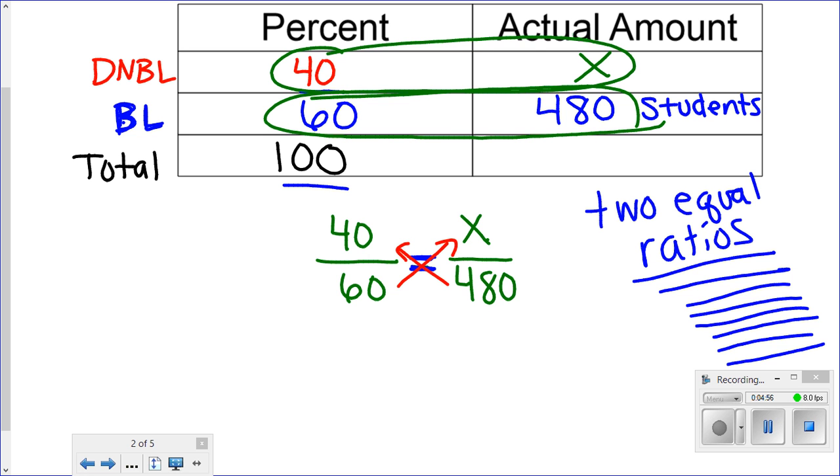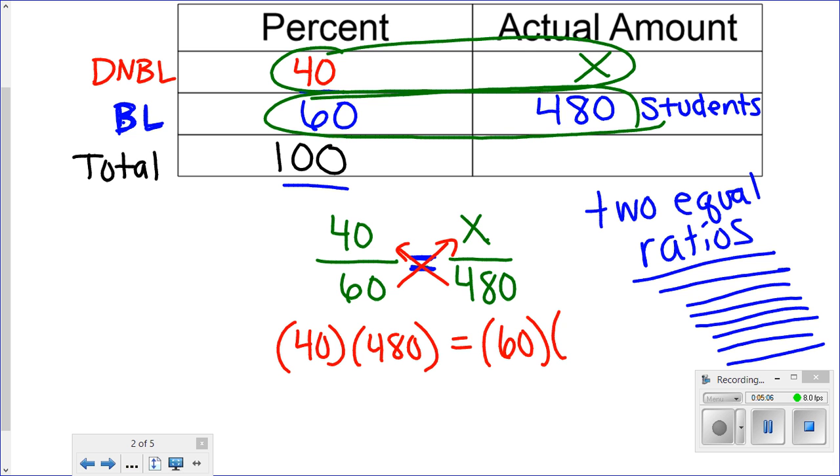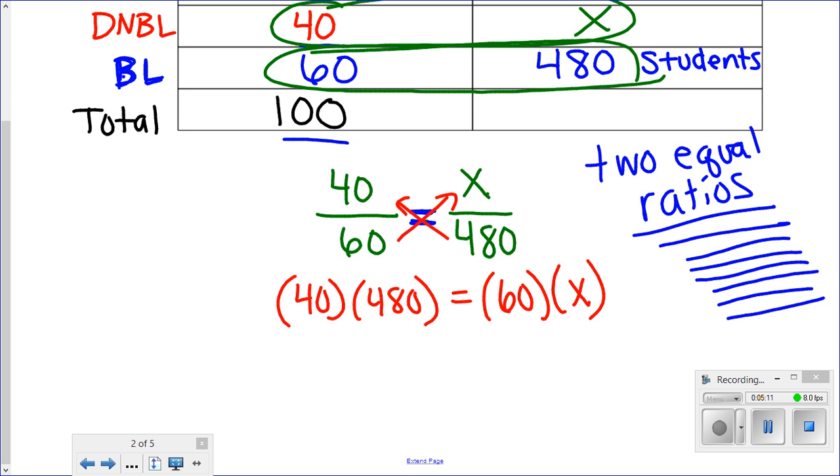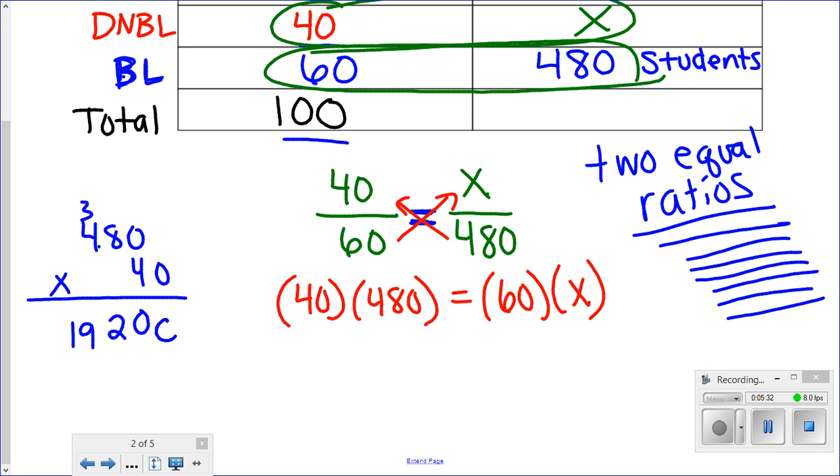So when we cross multiply here, we are going to have 40 multiplied by 480, which is equal to 60 multiplied by x. So when you go through and you multiply, I'm just going to show you my multiplication over here. A lot of you like to do it this way. I think this is the way Mr. Miller taught you. 4 times 0 is 0. 4 times 8 is 32. 4 times 4 is 16, plus 3 is 19, and add a 0 over there.